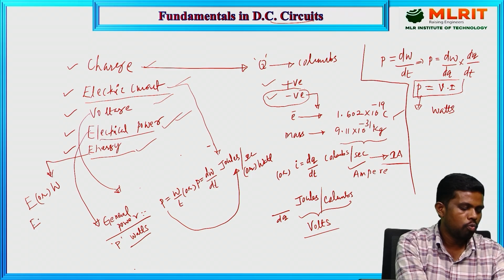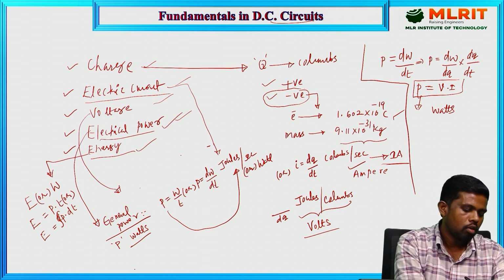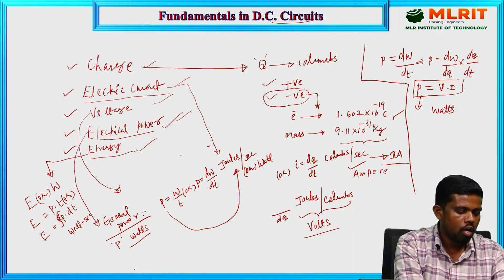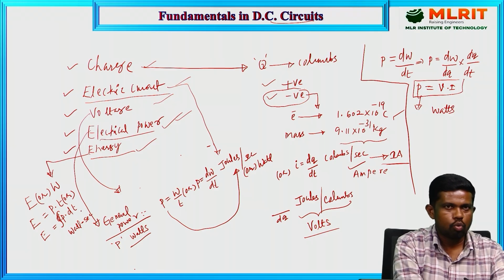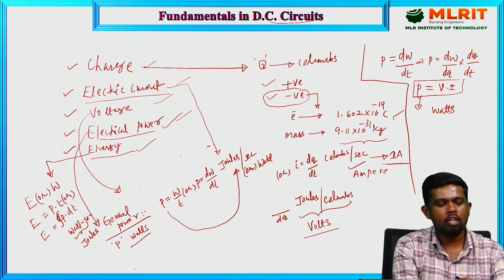Then E equals, in terms of power, P into T. Also we can write it as the integration of P dt. Based on this, the energy is measured in watt seconds, meaning the unit of power is the watt and the unit of time is the second. One watt second is the same as one joule. That's why energy, whether electrical or general, is measured in either watt seconds or joules.